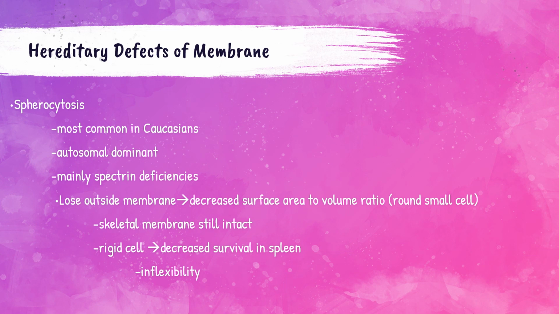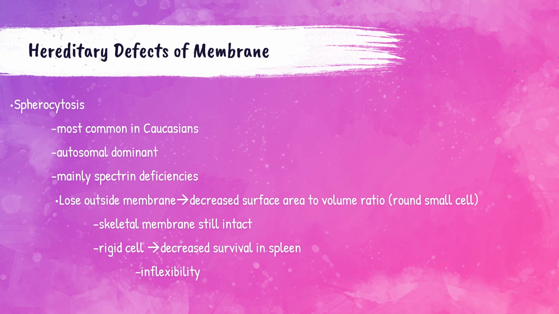Okay, so this lecture is about membrane defects that cause hemolytic anemia. Spherocytosis is one of those disorders. Hereditary spherocytosis is an autosomal dominant inherited disorder, most commonly found in Caucasians. This is mainly caused by deficiencies in spectrin. Because of this deficiency, the red blood cell loses its outer membrane. The skeletal membrane is still intact, but this loss creates a very rigid red blood cell.